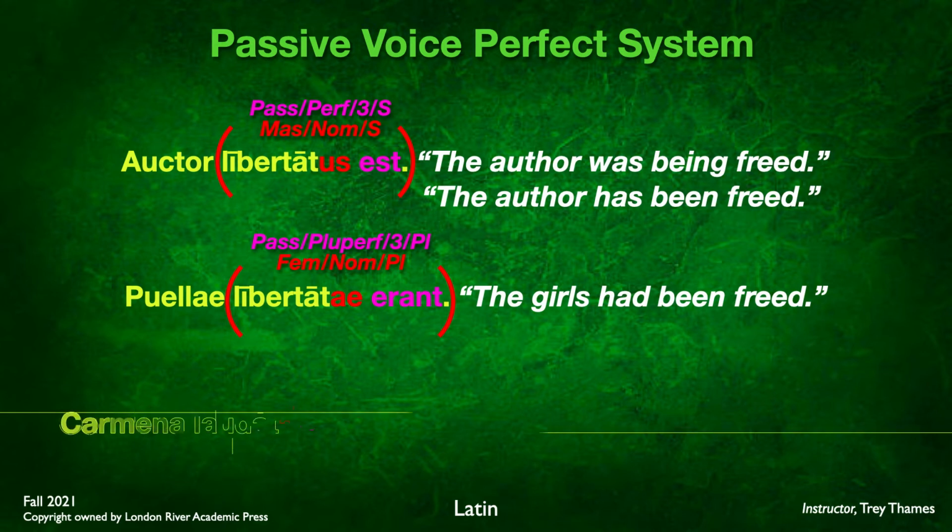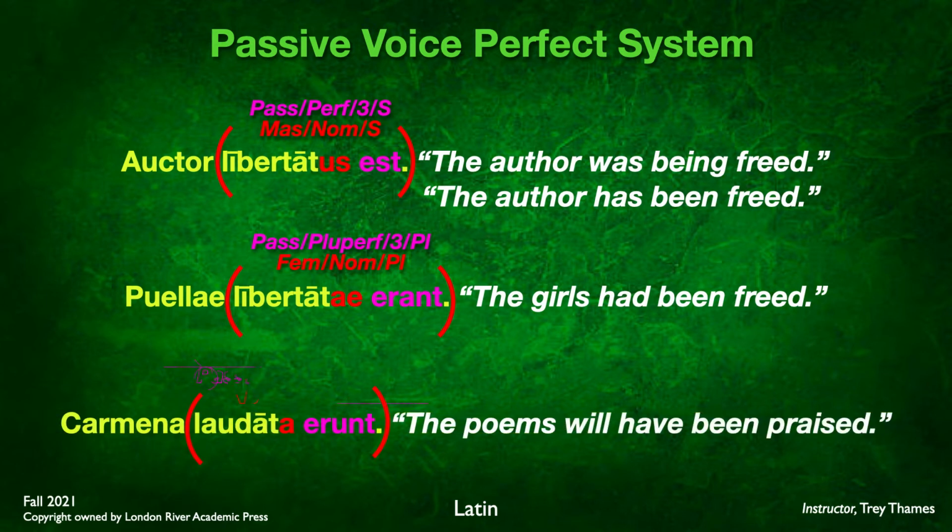Now let's look at one in future perfect. Carmina laudata erunt. The poems, carmina, will have been praised. So here we have ero, eris, erit, erimus, eritis, erunt. This is the passive future perfect third person plural form. And because carmina is nominative neuter plural, we had to use the nominative neuter plural form of laudata.